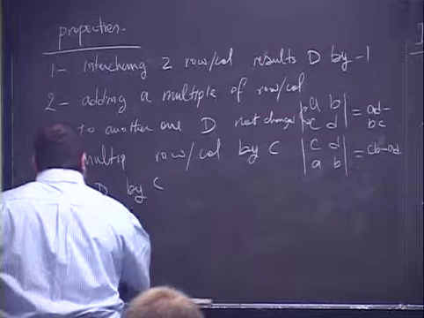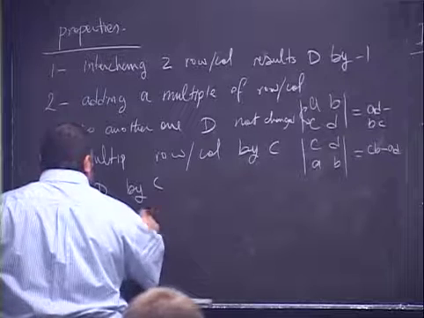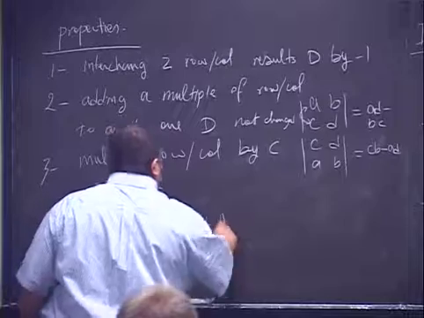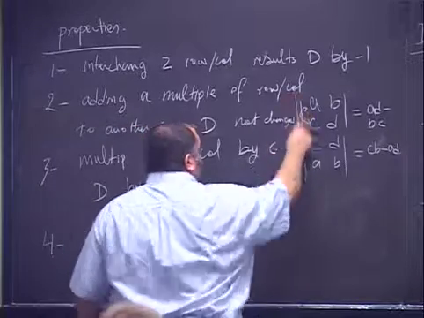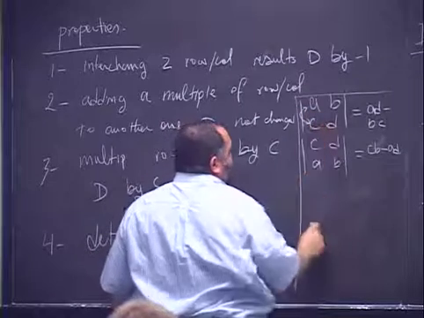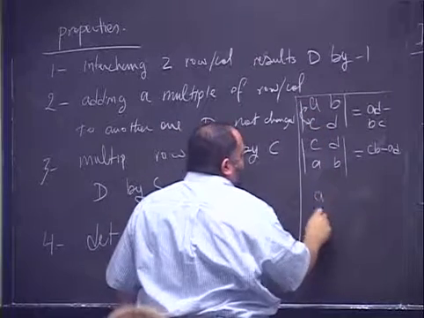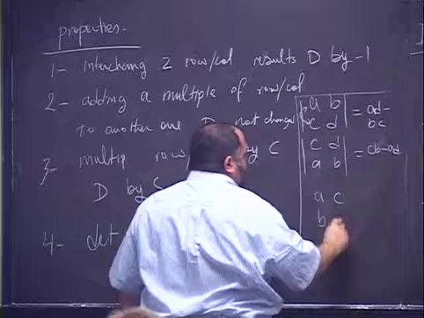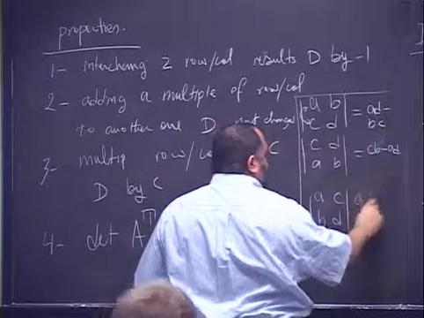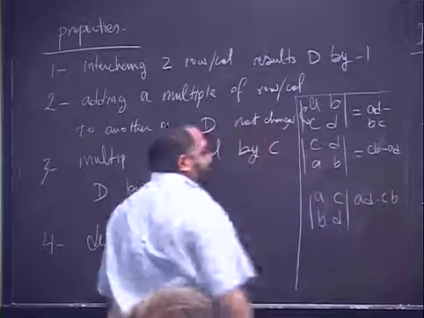The determinant of A transpose is the same as the determinant of A. Again, the transpose of A, B, C, D is A, C, B, D. Take the determinant of the transpose, it is AD again minus CB. No change.